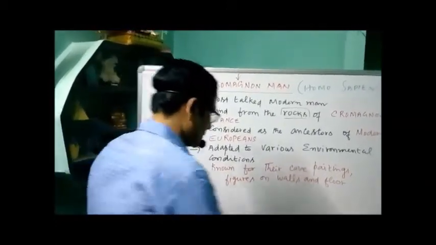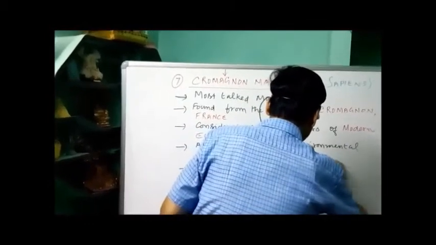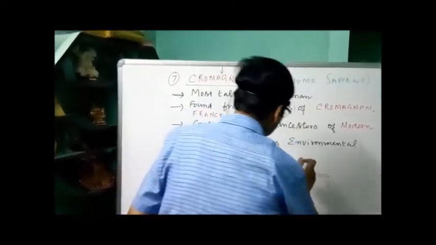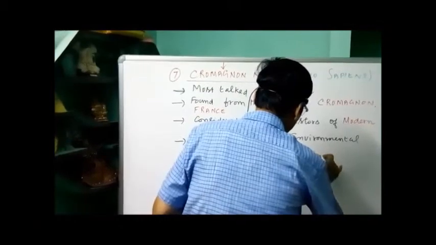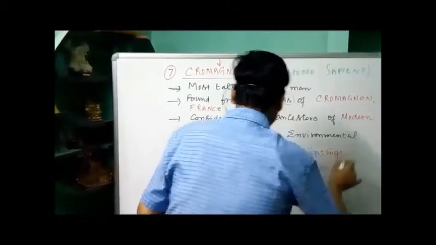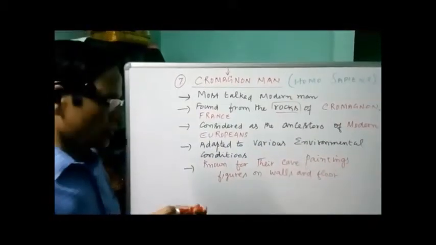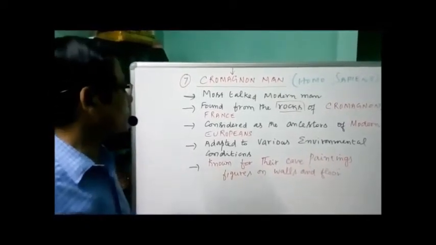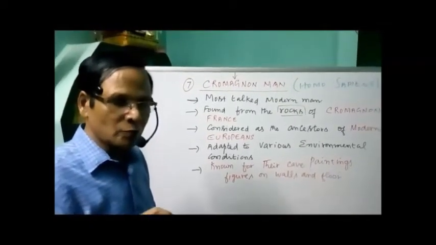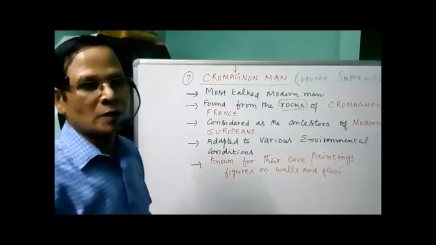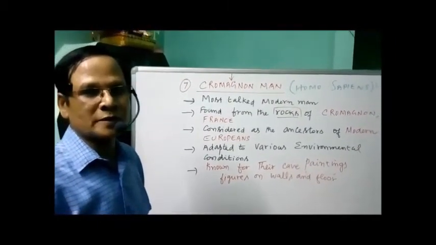Actually, we see that there is a spelling mistake here. I want to write it. Cave paintings, figures on walls and the floor. That's about Cro-Magnon man. Now we have to talk about a few sentences about the modern man, Homo sapiens sapiens.